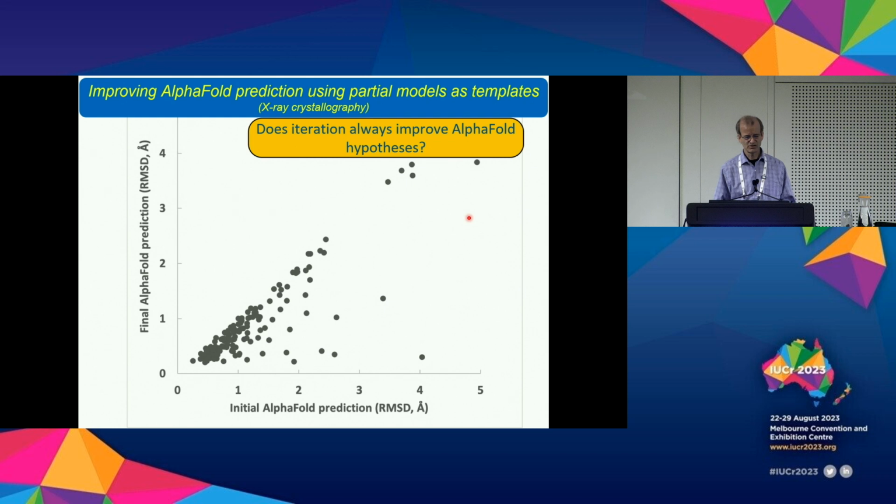Well, here's a plot showing for all the ones we tried how that works out. So the x-axis, those that are above the line, the initial model, the first AlphaFold model was better than the last AlphaFold model.